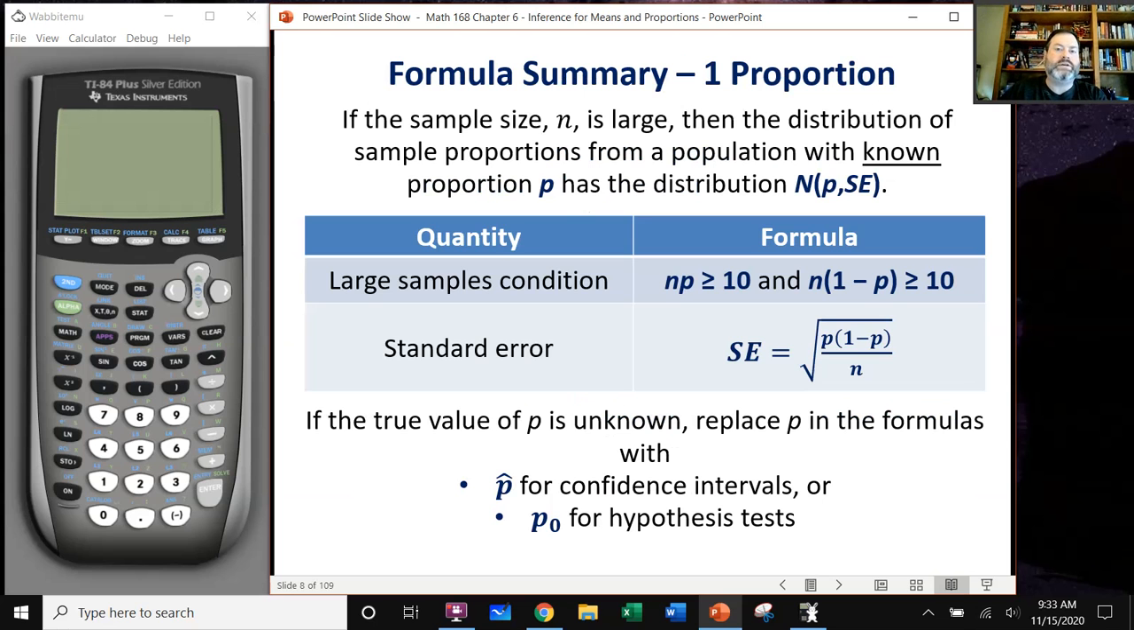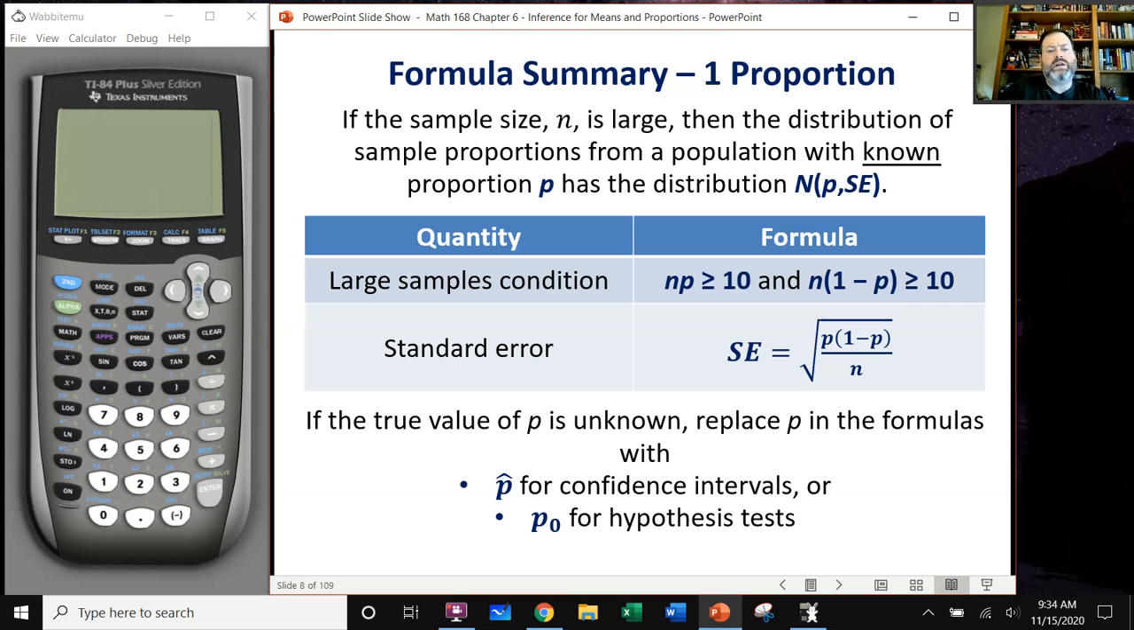So here are the two formulas for this section that we need, at least early on. There's more formulas coming, of course. If our sample size n is large, then the distribution of sample proportions from a population with known proportion p has that distribution. Okay, so the idea here is we're saying that we know p. Even if we don't, repeated sampling is still centered at the population proportion, right? But the idea here is that we're not doing repeated sampling. We're going to be taking one sample, or we're going to be reading about studies that take one sample, and then we want to know about that sample.